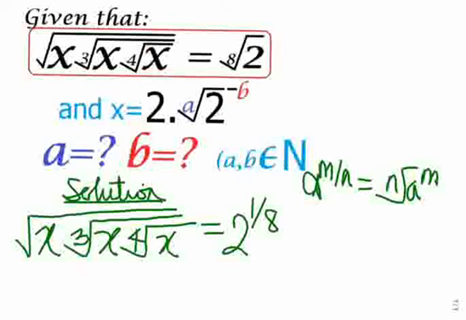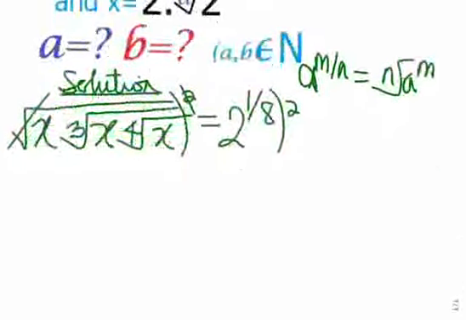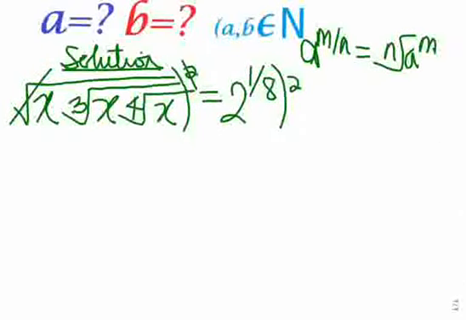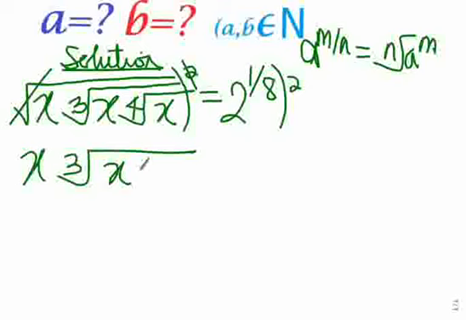The next thing I'm going to do here is to get rid of this root. To get rid of the root, I'm going to square both sides. Squaring both sides helps to cancel that root there, leaving behind x multiplied by the cube root of x, and then multiplied by the 4th root of x.